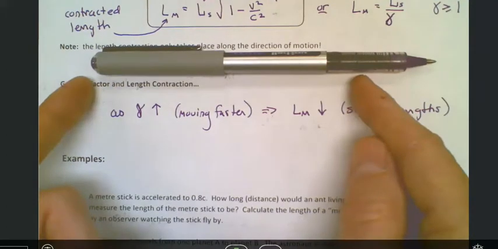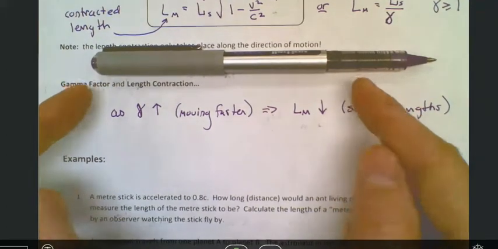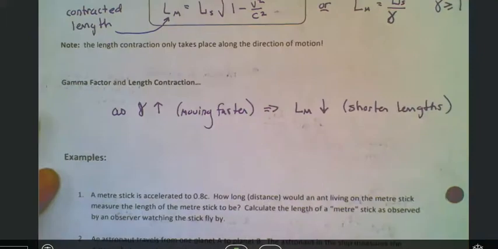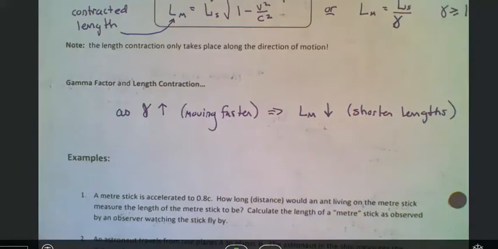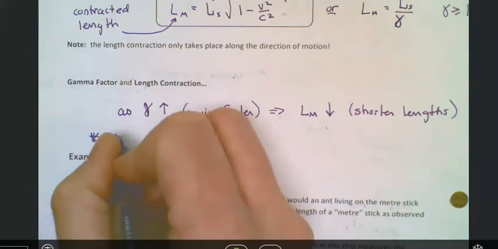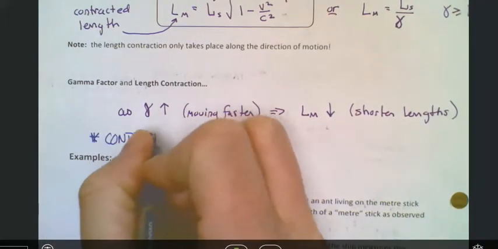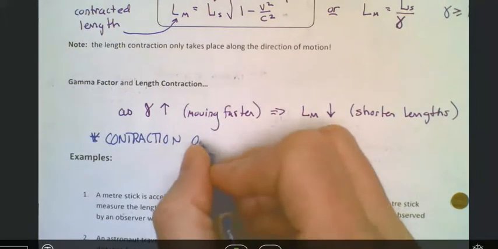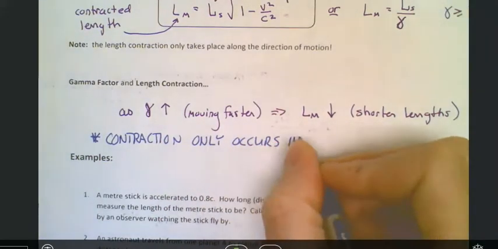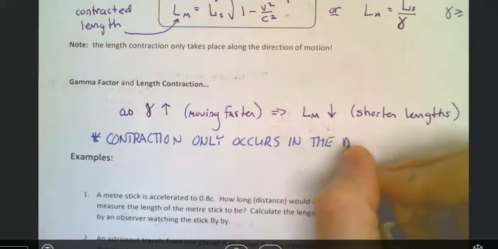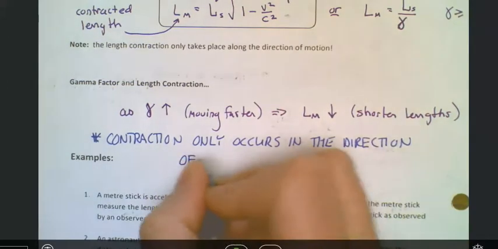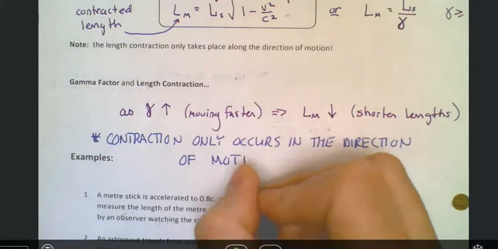Now, what's interesting is that the length only contracts in the direction of motion. And this is hugely, hugely important. So the biggest star you want to write here is that the contraction only occurs in the direction of motion.